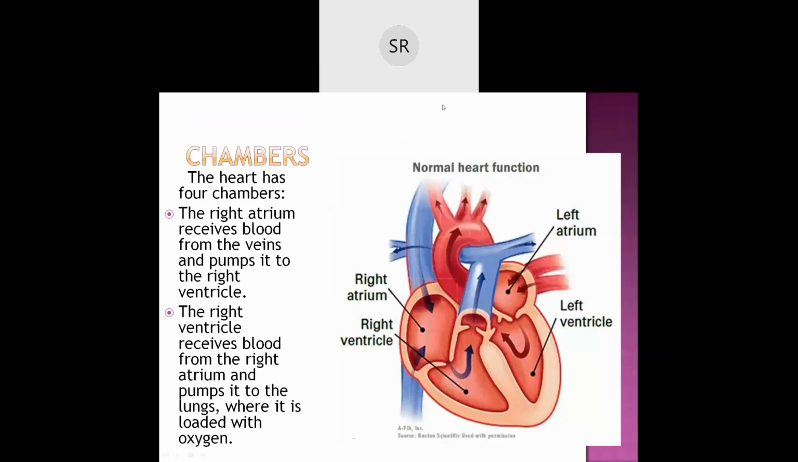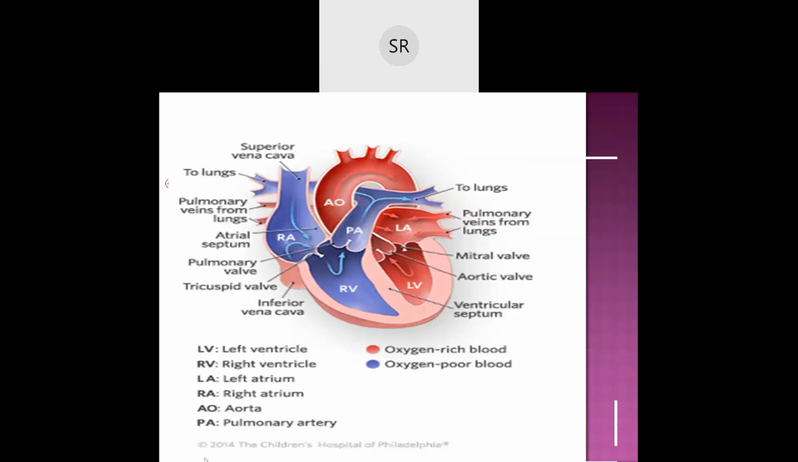And chambers. The heart is divided into 4 chambers. The right atrium, the right ventricle, the left atrium, and the left ventricle. The circulation of blood. The deoxygenated blood from the upper and lower parts of the body comes through superior vena cava and inferior vena cava. Then it goes to the right atrium. Then it goes to the right ventricle through the tricuspid valve.